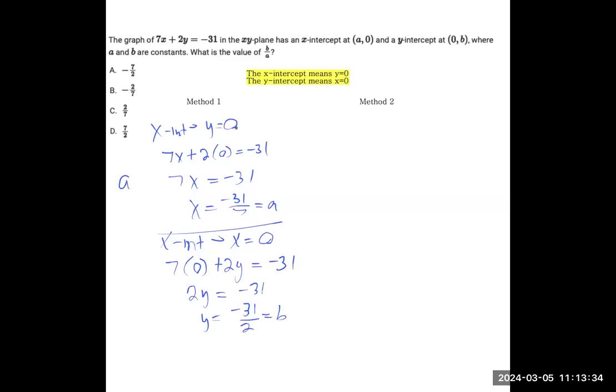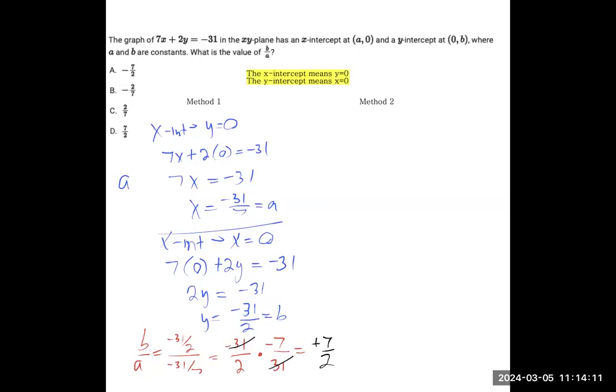So now if we're getting b over a, that's negative 31 over 2 divided by negative 31 over 7. And we can use keep, change, flip. Keep the first one. So in other words, we'll keep negative 31 over 2. We'll change it from division to multiplication, and we'll flip the other one and make it negative 7 over 31. So now we have a 31 on the top, a 31 on the bottom. Those will cancel. We have a negative times a negative. That becomes a positive, and the answer is 7 over 2.